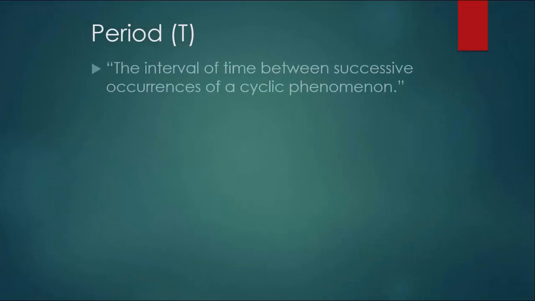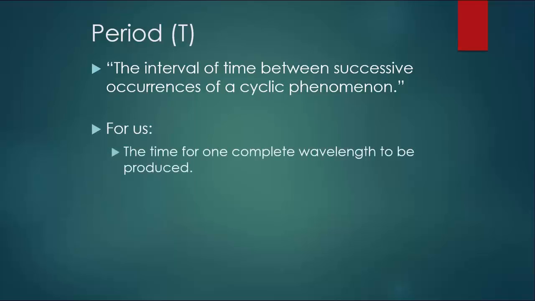Let's take a look at period. Again, the very general definition for period is the interval of time between successive occurrences of a cyclic phenomenon. But again, don't write that. For us, period is the time for one complete wavelength to be produced. In other words, this is the time for one complete oscillation.